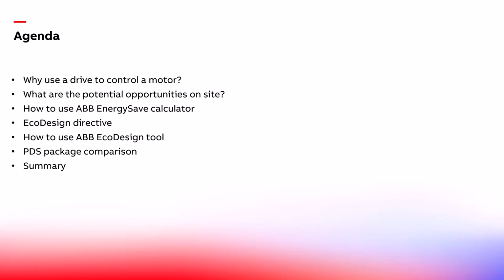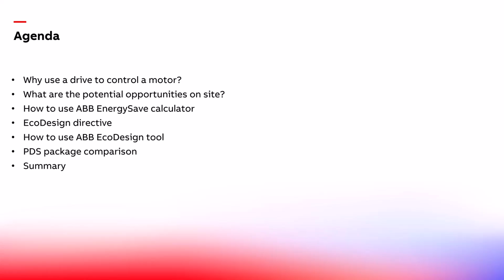EcoDesign directive, we've got a quick slide on that to cover how it's applied in Europe and the different changes that have happened over the years and how it can help in driving the energy conversation. How to use the ABB EcoDesign tool. So this is another ABB tool where we can look at different things like system efficiency alongside drive and motor efficiency individually. We're also going to look at the power drive system package comparison from that tool as well.